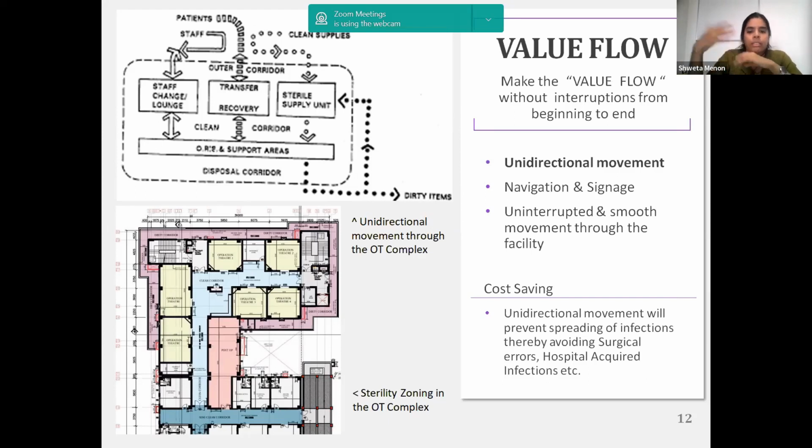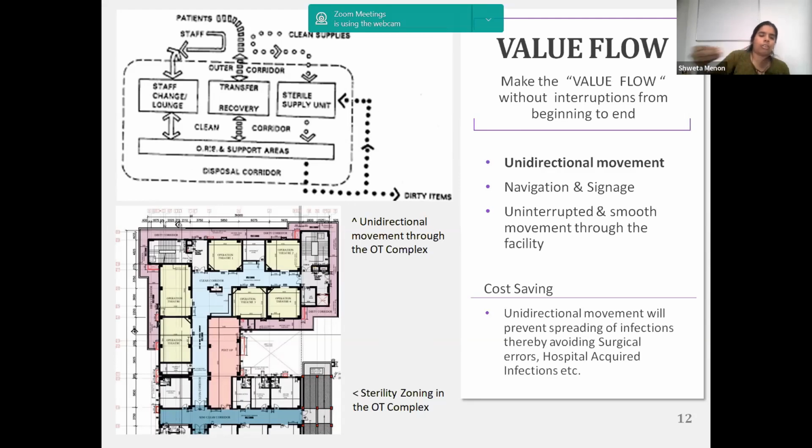So let's take unidirectional movement first. These are mainly seen in your critical care areas like your operation theaters, your CSSD, all the ICUs. All these spaces need the zoning, the sterility. It's very important. So here, what you're actually doing with this unidirectional movement is you're preventing any infection from spreading. Now, a patient has come to your hospital for a certain surgery or certain treatment. You don't want them to acquire any other infection while they're there in the hospital.